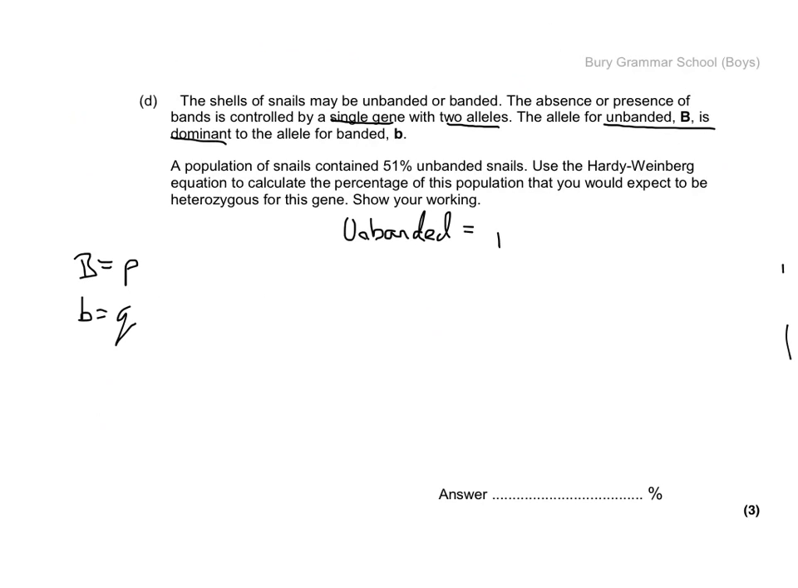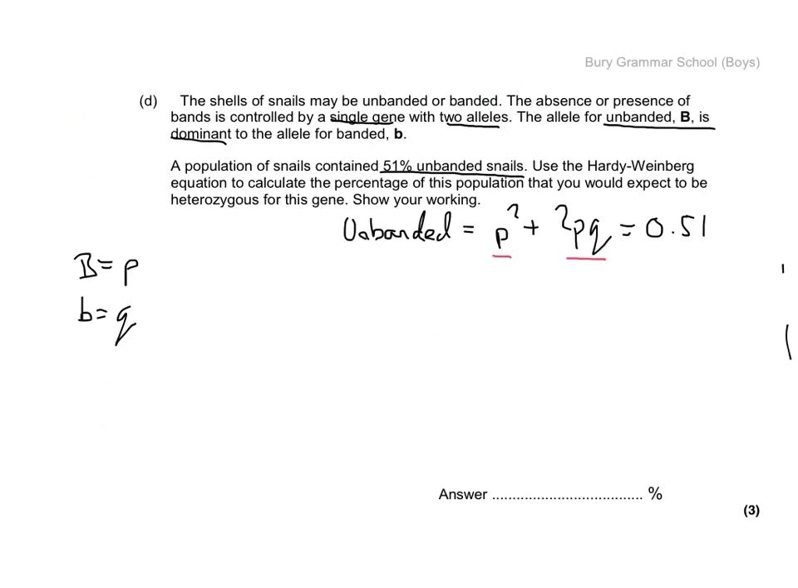It also tells me that if they are unbanded, that is equal to p squared plus 2pq, because if you remember from the previous drawing that we went through, if they're unbanded, they carry the dominant allele. They can either be our homozygous dominant individuals or our heterozygous individuals. They will all be unbanded. So, the population of snail contains 51% unbanded. So that also tells us that p squared plus 2pq is equal to 0.51. That's how we express a percentage in this equation.